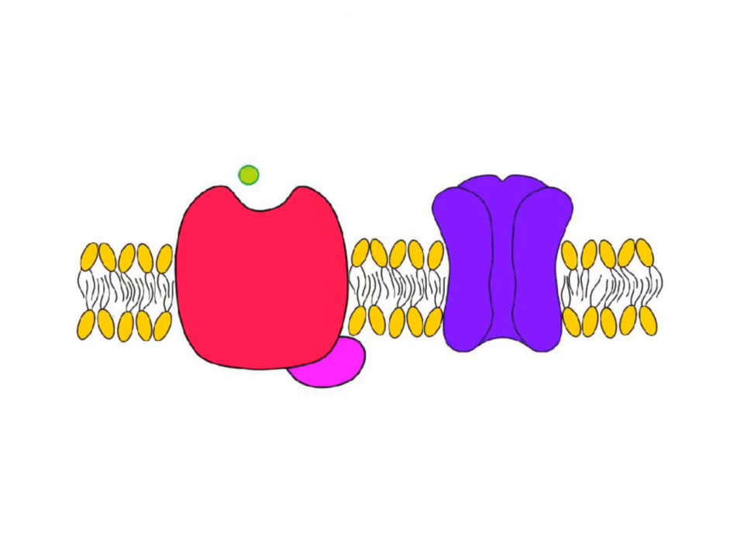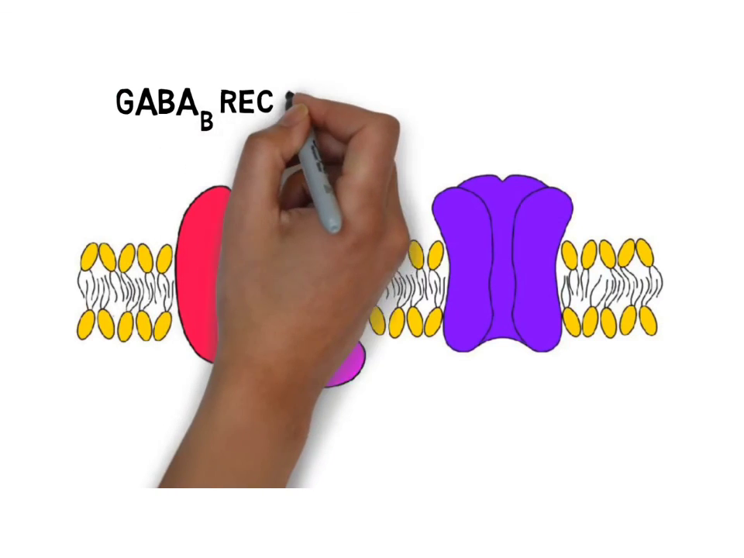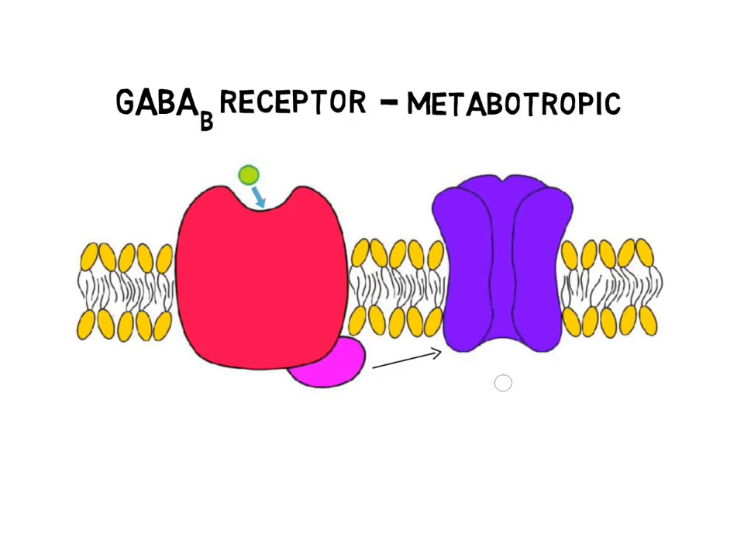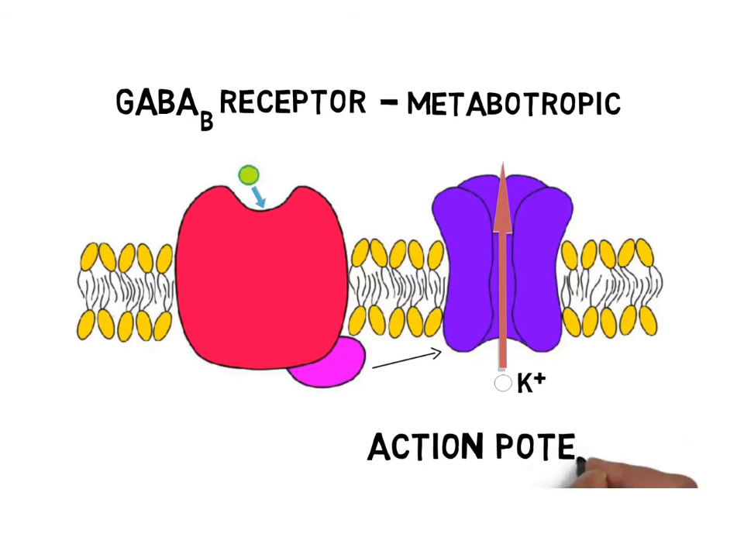GABA B receptors are metabotropic, or G-protein coupled receptors. When activated, they frequently cause the opening of potassium channels. These channels allow positively charged potassium ions to flow out of the neuron, again making the neuron hyperpolarized and less likely to fire an action potential.